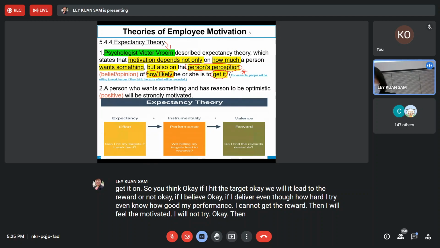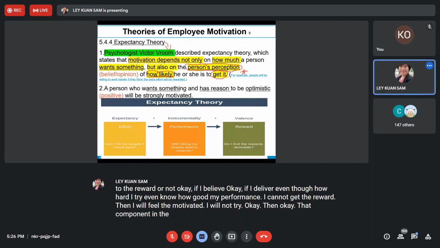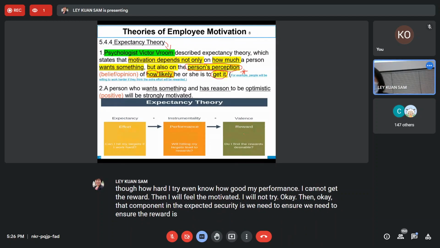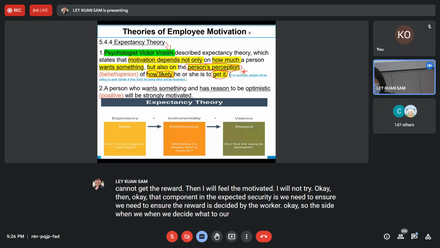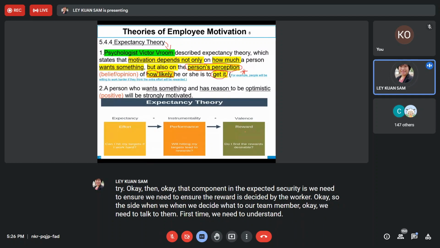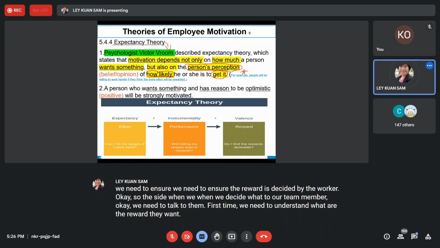Then, the third component in the expectancy theory is we need to ensure the reward is decided by the worker. So that's why when we decide the reward for our team member, we need to talk to them first. We need to understand what reward they want. Now students, I want to show you some examples.